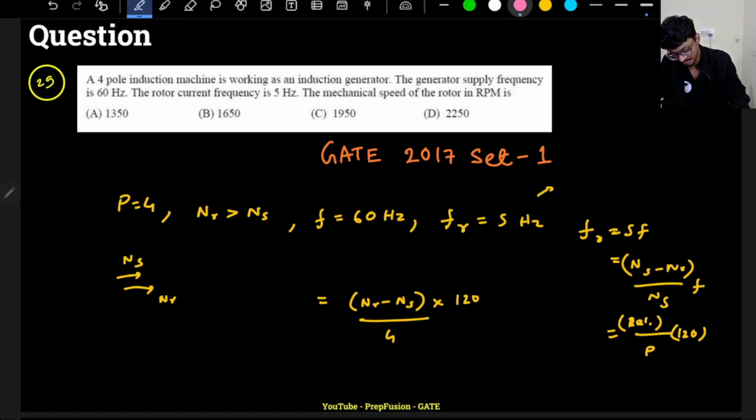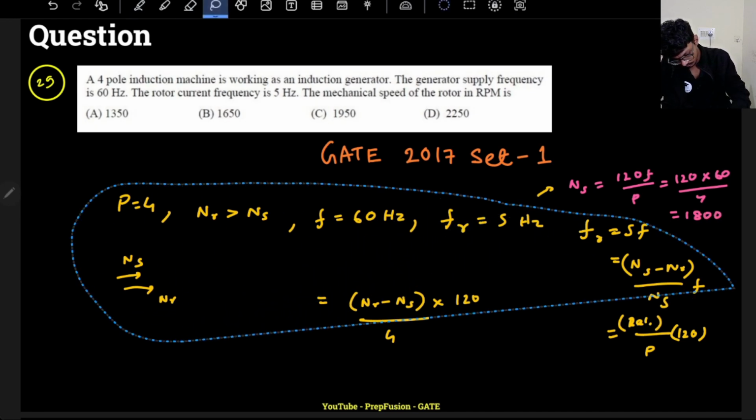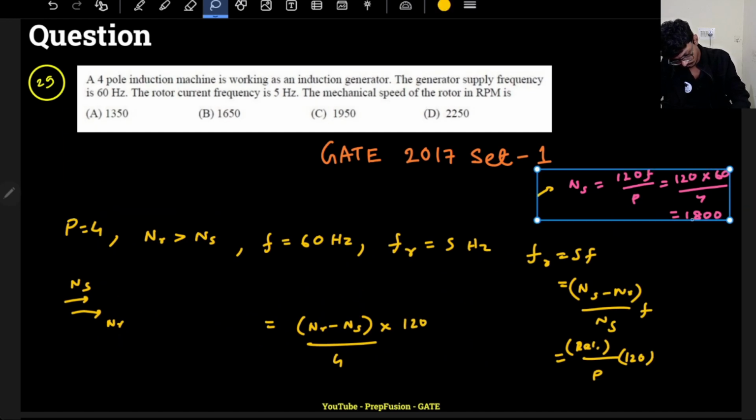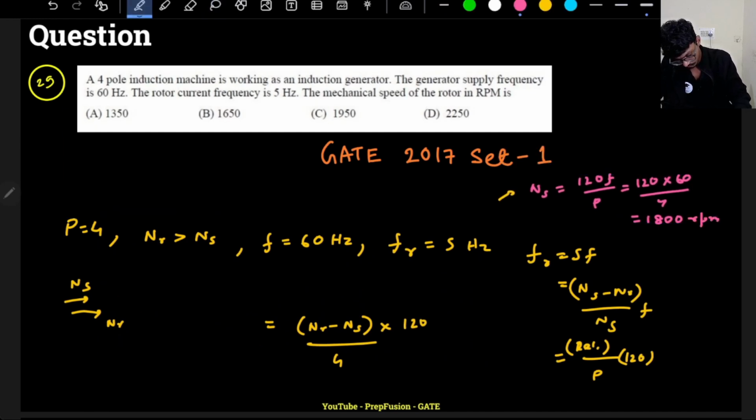So what was the synchronous speed in the previous case? ns will be 120 f by p in the previous case. So it is 120 into f, f is 60, divided by p, that is 4, that is 1800 rpm. So this will be nr minus ns, that is 1800 rpm. Have I done anything wrong? 120 f by p equals ns. Oh, it is p by 120 only, correct, yeah.